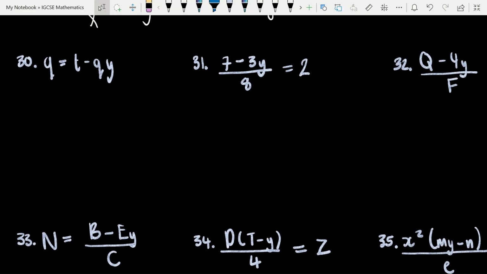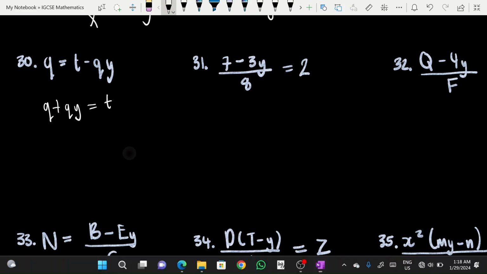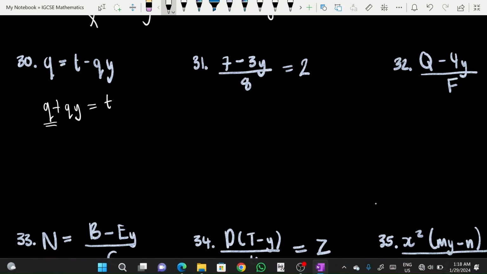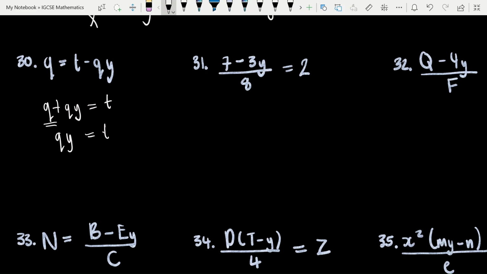Now we go to number 30. Q is equal to t minus qy. What are we making the subject? Y. We see it's negative. Take it to the other side to make it positive. So q plus qy is equal to t. Now we start making the subject. Who do we start with? We start with this q, the further one. We remain with qy being equal to t minus q. And then we take q to the other side. Y is equal to t minus q all over q again. Don't be scared, it's fine. No problem. Let's now go to number 31.